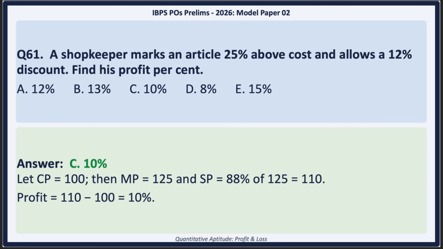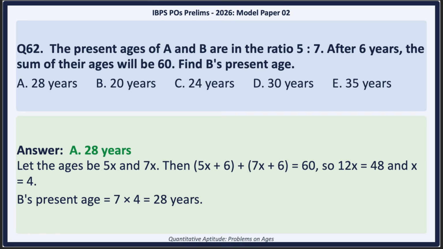Let's look at question 62, ages. The present ages of A and B are in the ratio of 5 to 7. After 6 years, the sum of their ages will be 60.